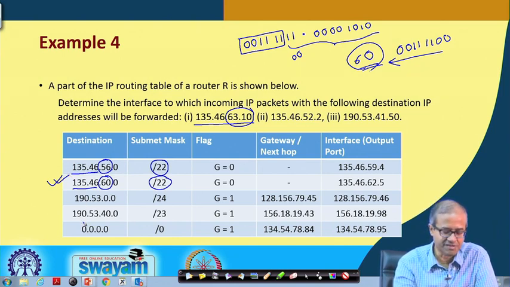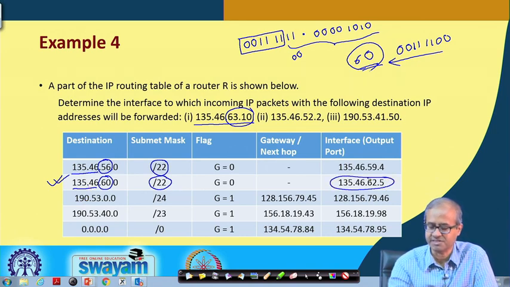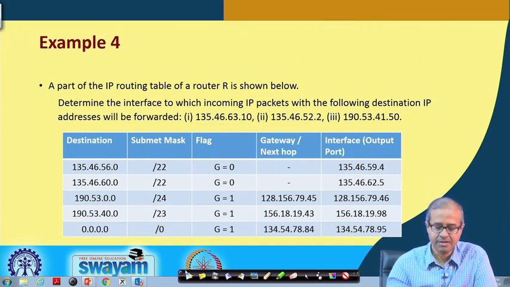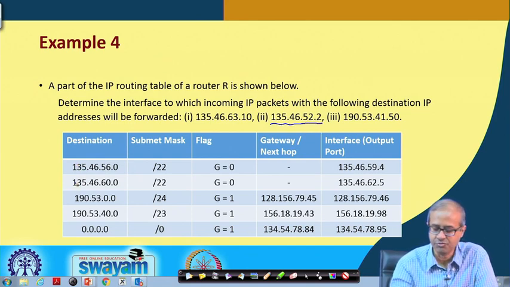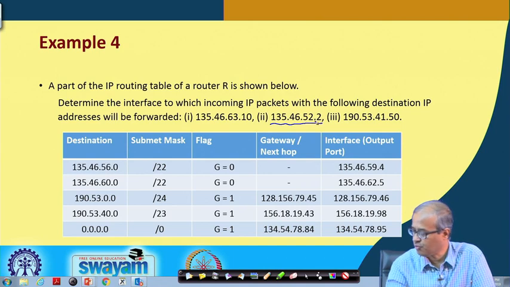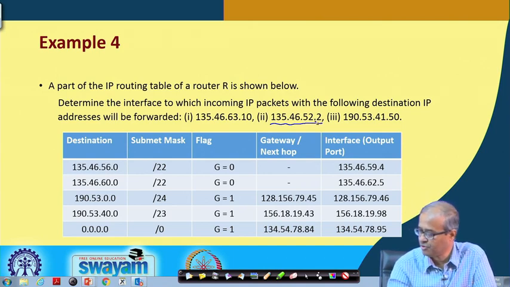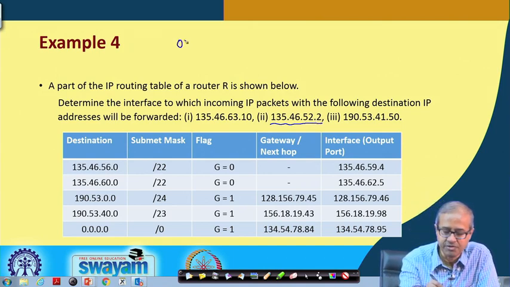Row 3, row 4 obviously there will be no match because they are starting with 190. So, the first packet will be forwarded to this particular interface, right. Now, let us look at the second example. Well, this is also 135.46, so it will be one of the first two, but it is 52.2. Let us see what is 52.2. 52 is 0011 0100. This is 52.